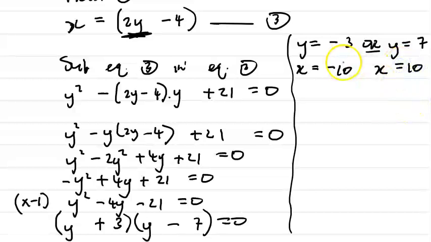So there you go. Let's double check. If I put minus 3 in there, 2 times minus 3 is minus 6. Minus 6 added to minus 4 is minus 10. 2 times 7 is 14, and 14 minus 4 equals 10. So there we go. We've got our x and y values.